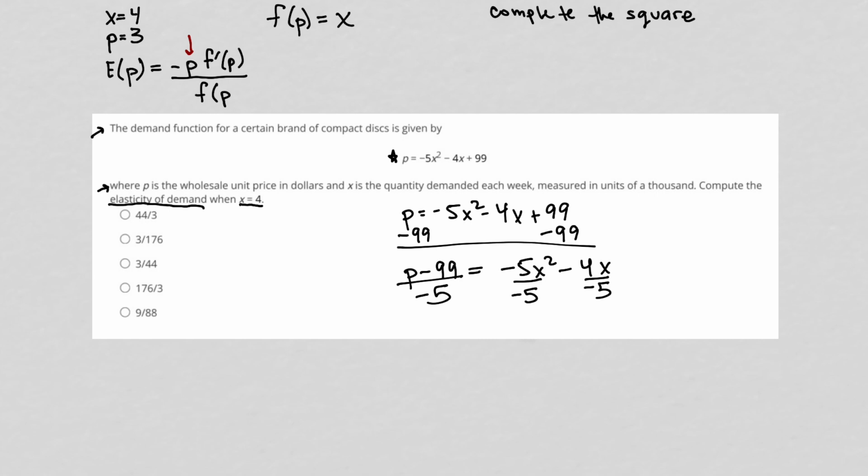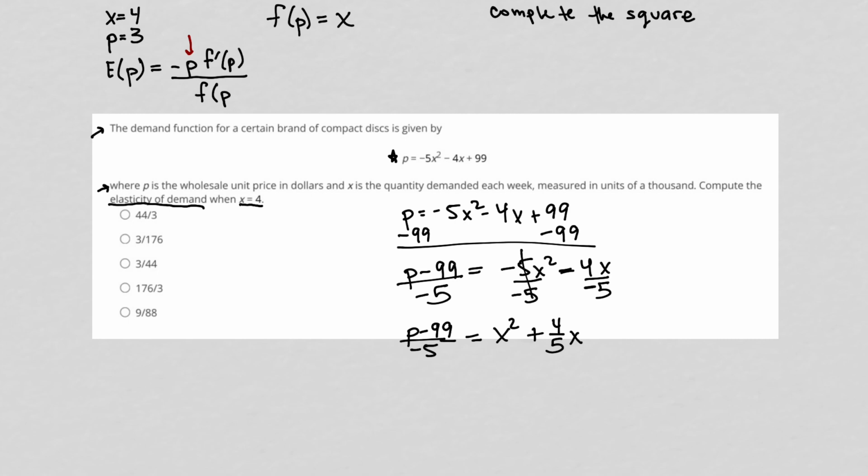By dividing the left-hand side by negative 5, in fact, I won't do that yet. I'll leave it as is. So p minus 99 divided by negative 5 equals, now this is gone, so it's just x squared. And negative 4 divided by negative 5 is a positive 4/5 x. Okay, so this is our goal with completing the square. I just want to have a positive x squared and then my x term.